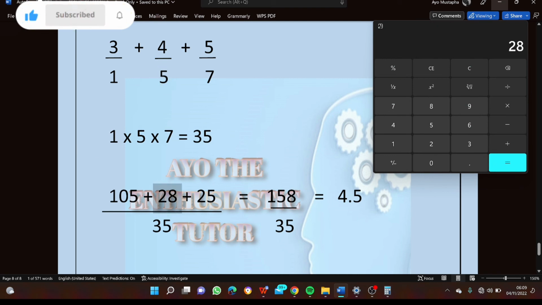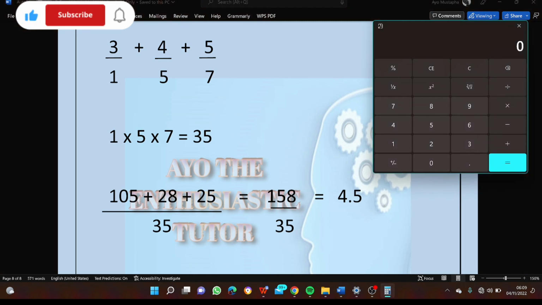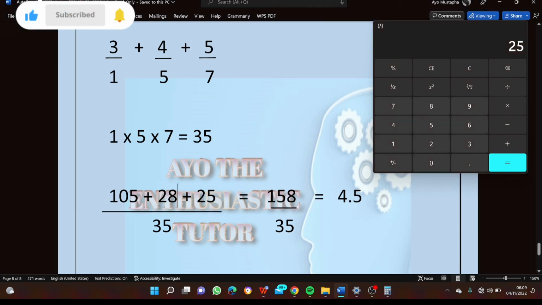So we are on 25. How do we arrive at 25? We can say 35 divided by 7 equals this 5, then we multiply by 5. This is the 5 we're multiplying it by, then we get our 25. And that's how we arrived at this.